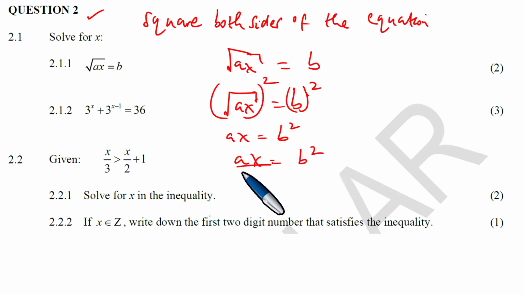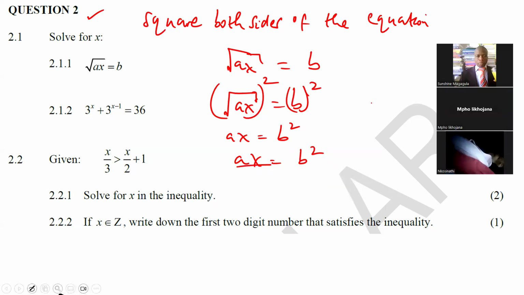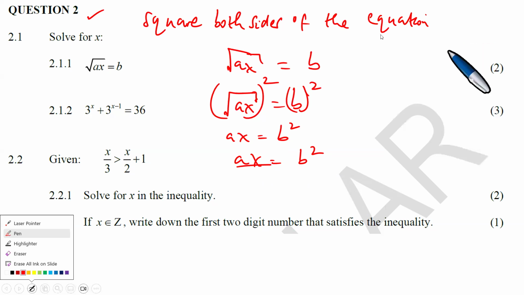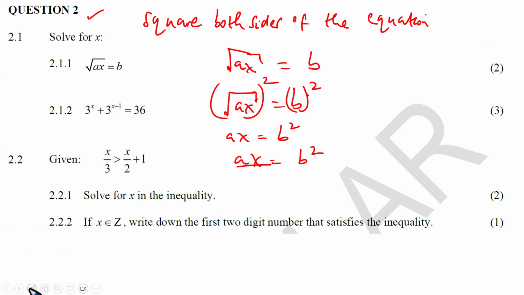We want to remove this a. And to remove that a, what then do we do? To remove this a, you divide both sides. Got it, got a, well done. So we divide both sides by a, like so, and we are then able to obtain, so this a cancels that a, leaving us with x, and we then have b squared over a, and this is the answer.